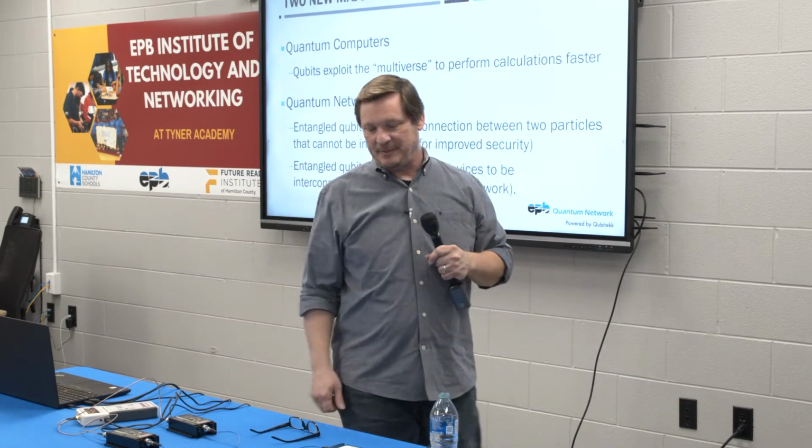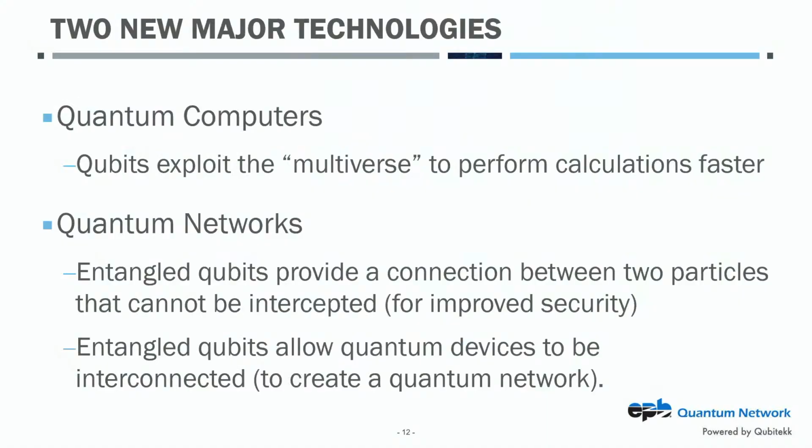So as I said at the beginning, we have two really powerful new technologies that are being built from qubit systems. You're going to see them in your lifetime, and you're already starting to see them have an impact on what we can do. The first of them is quantum computers, where they exploit this multiverse to perform calculations faster. The second is quantum networks, where we use entangled qubits to have better security and to allow us to interconnect quantum devices. And these systems are just being built.